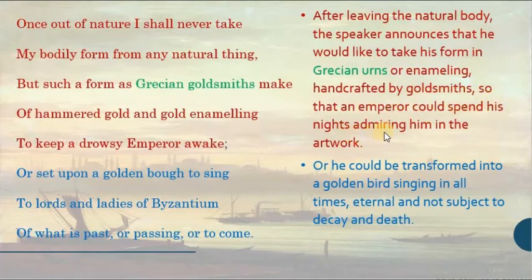So our speaker believes that his existence as an artistic form gives him immortality, not like being a living person with a natural body. Or set upon a golden bough to sing, or maybe he would be created in the form of a golden bird, you see, or he could be transformed into a golden bird singing in all times. Why would he become a golden bird? Because a golden bird is an artificial bird which is made in order to produce certain sounds, and it can also be kept for a very long time.